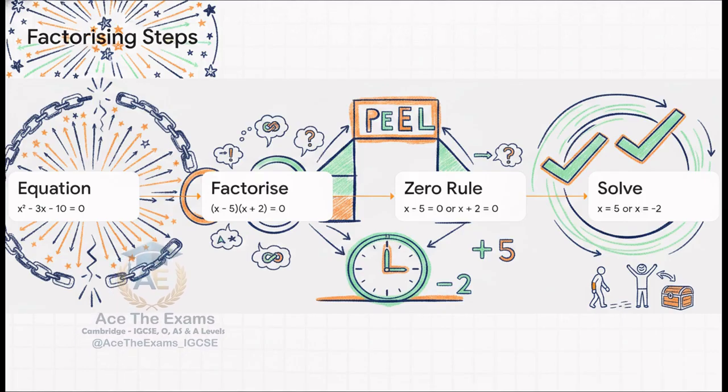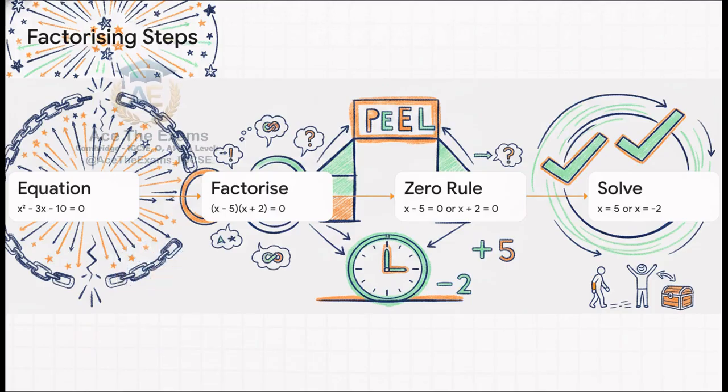It is absolutely vital to show this full, step-by-step transformation. Don't be like Sam and skip the middle steps. And don't be like Alex and write a paragraph of text. Keep it clean, keep it logical, and secure every single method mark.